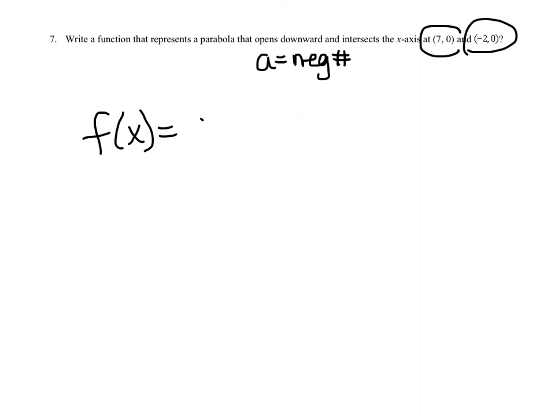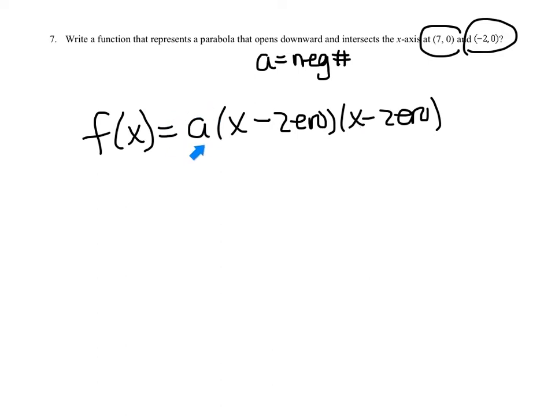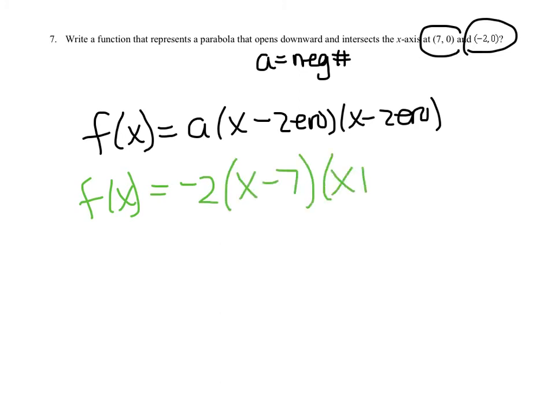So factored form means a and then x minus a zero and then x minus another zero. That's factored form. And remember, it's going to be the opposite when you put it in here because of this negative sign that you see right here. When I put in this positive 7 into here, it turns to a negative 7 because of the negative sign. But when I put in a negative 2 into here, it turns into a positive 2 because of the negative sign. So all we have to do is give a negative number, any negative number whatsoever, and then our answer will be complete. So f of x, let's go with negative 2, x minus 7, and then x plus 2.